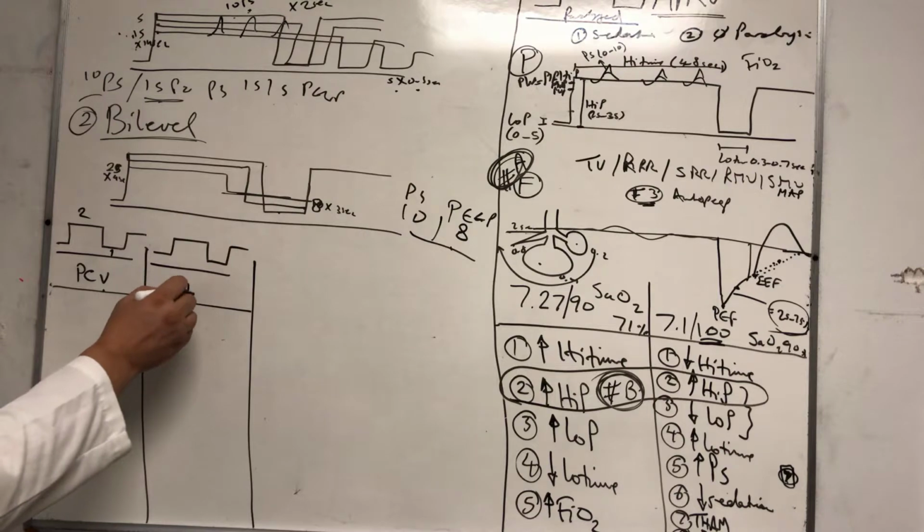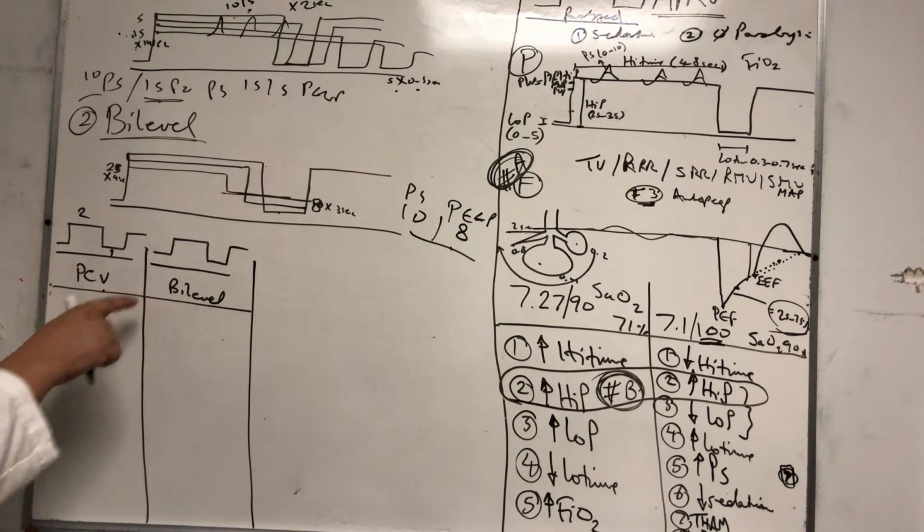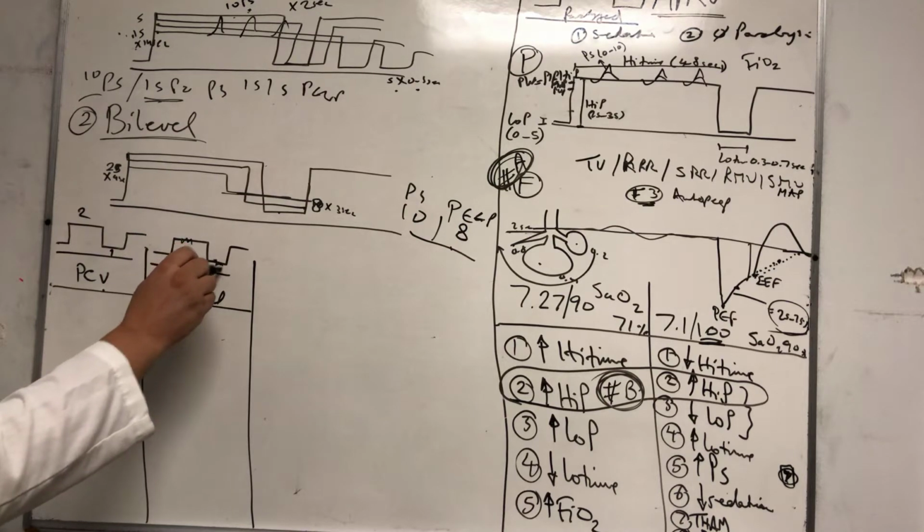On bi-level, there are actually equivalent settings. You can just move between these two and have the same waveform, and you will not tell the difference between the two waves unless the patient breathes here and breathes here.